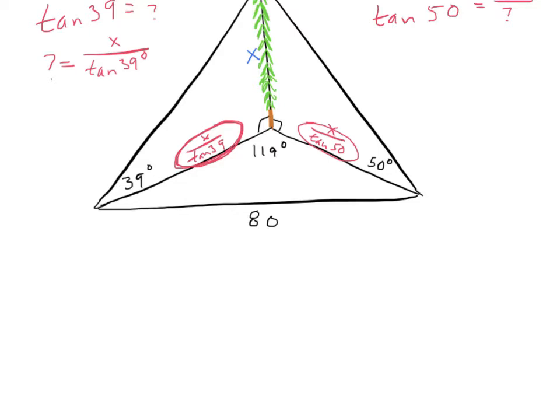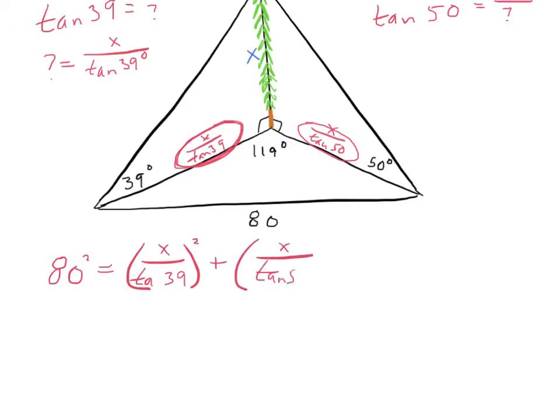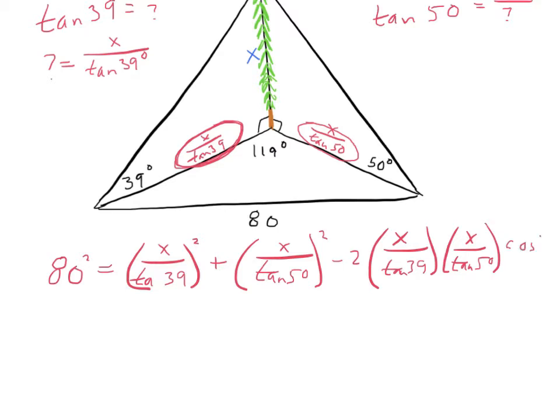Right, the law of cosines setup here is going to end up being 80 squared equals (x over tangent 39) squared plus (x over tangent 50) squared minus 2 times both of these, x over tangent 39 times x over tangent 50, times the cosine of 119 degrees. And this is a horrible looking equation, but the reality is this is one equation which has one unknown, we should be able to solve this thing, right?